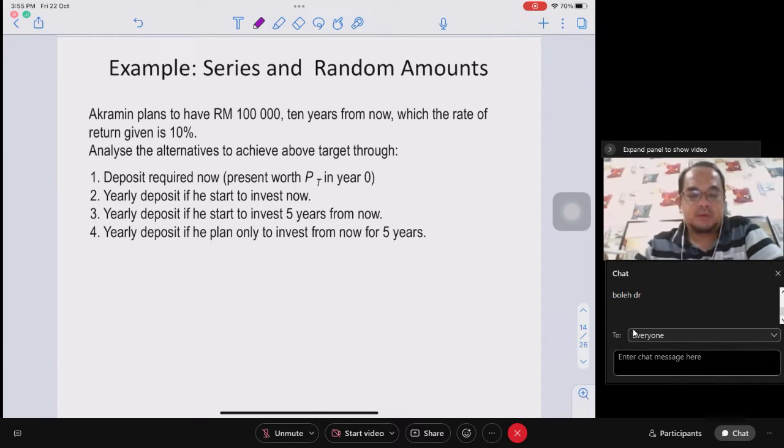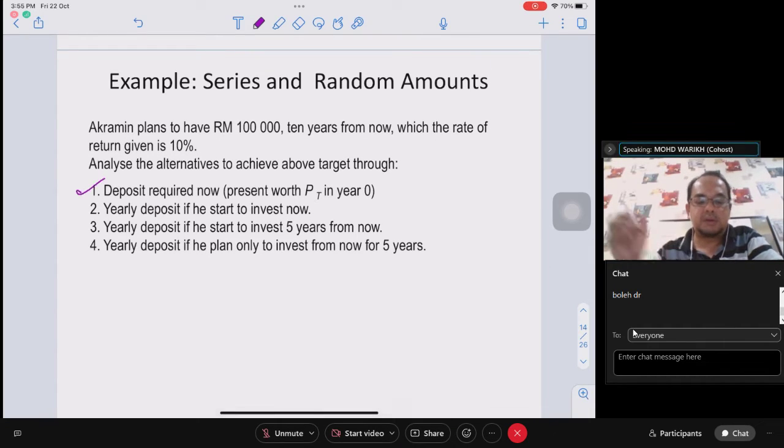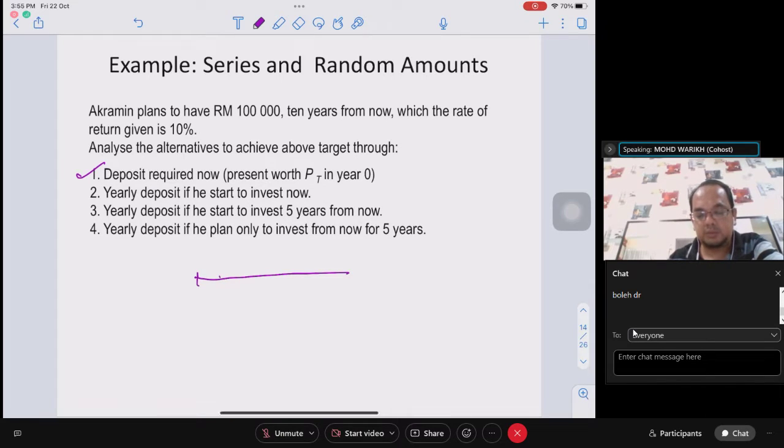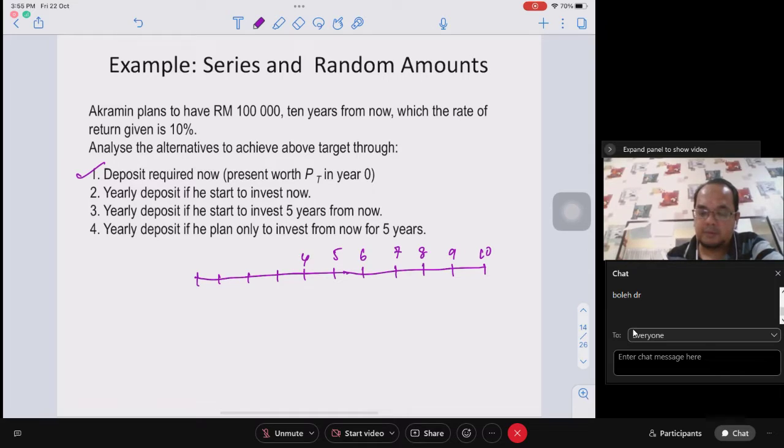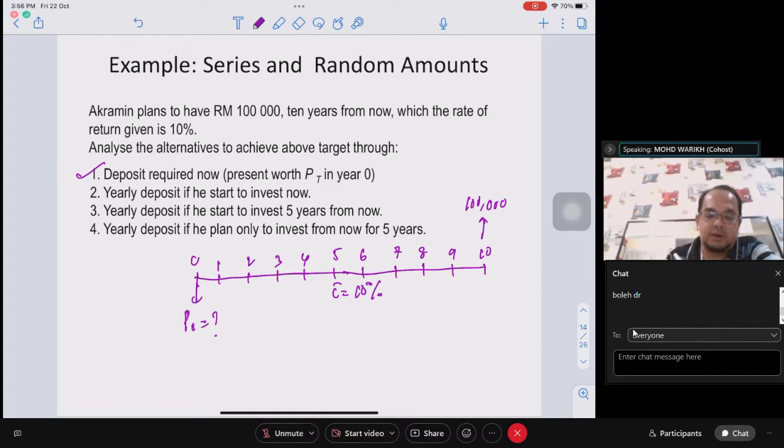Okay, macam tu. So the first thing you have to know about what happened is a deposit required now. Berapa yang dia dapat? Okay, kalau ikutkan yang tu, yang mana sekarang ni at year 10, yes, 100,000 ringgit. I is a 10%. So they ask berapa dia kena deposit now. Okay, the second one, yearly deposit. How many? Okay, dia kata letaknya juga invest 5 years from now. That means start 5.